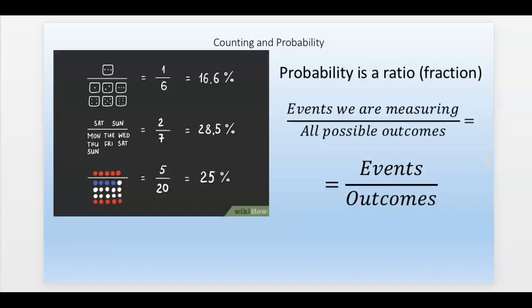The reason we're doing it during probability is that probability, again, is a ratio. It's a fraction. We have to count all the number of events that we're measuring, and then we have to count all the possible outcomes. We have to count those things. So we learn different methods on how to count things.